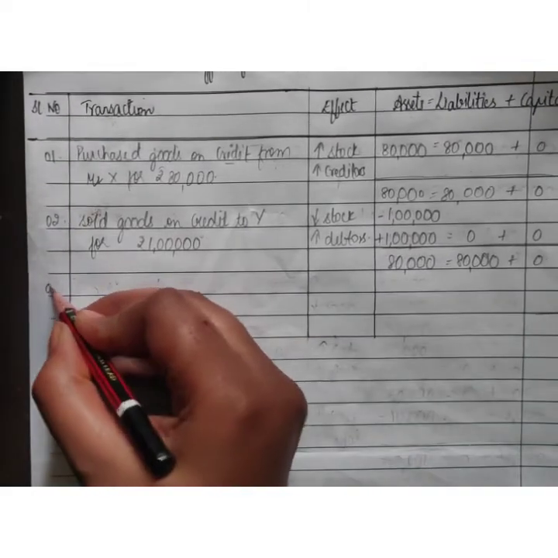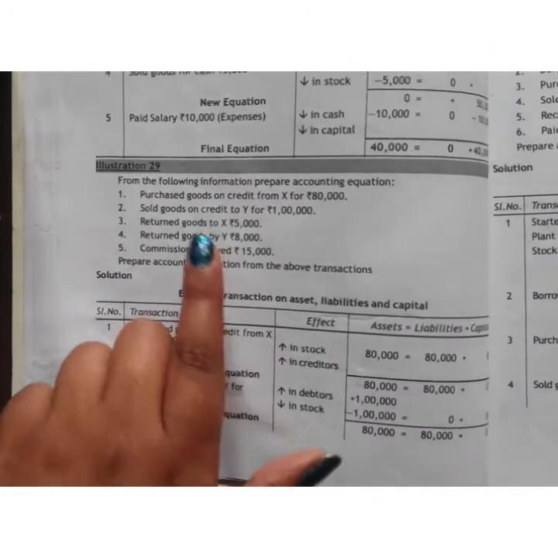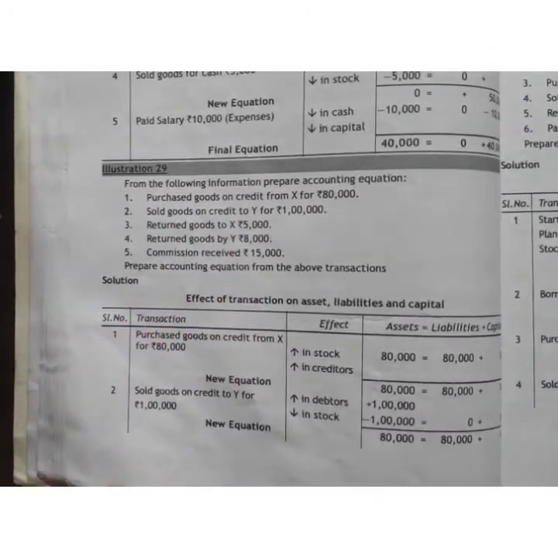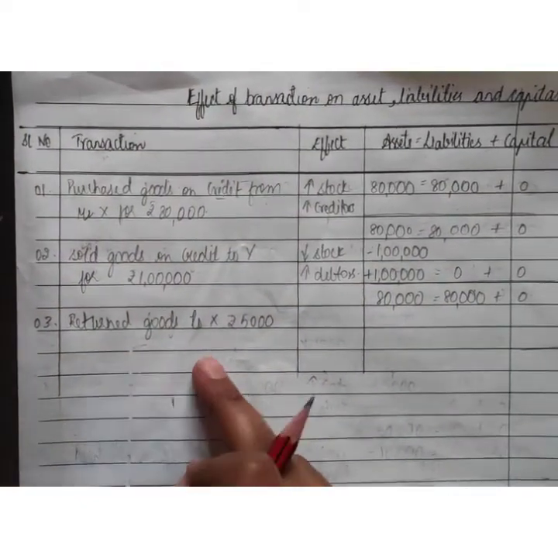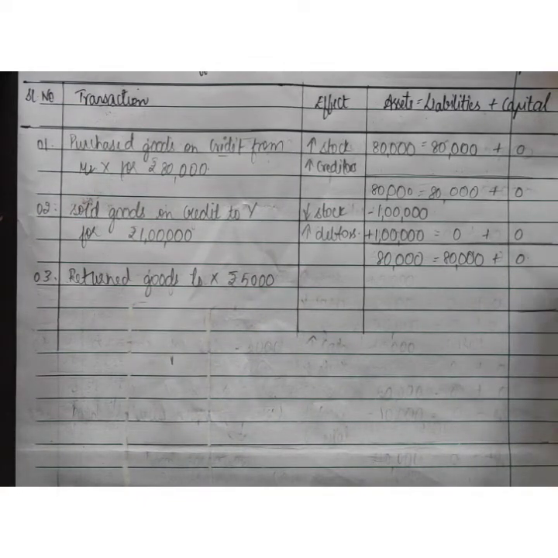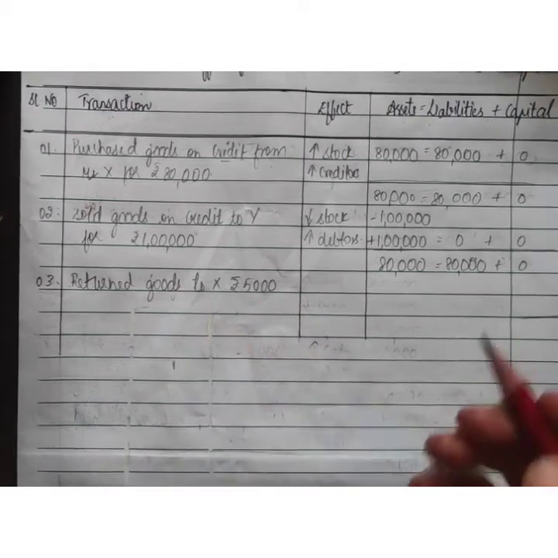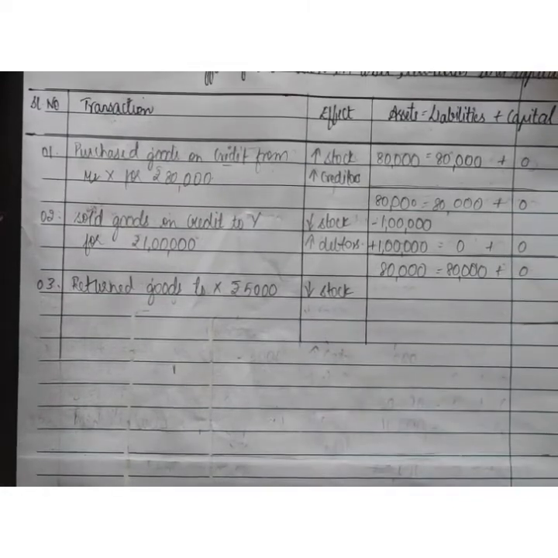Now let's move on to our third transaction. The third transaction says return goods to X rupees 5,000. So I have written the transaction, return goods to X rupees 5,000. When we are returning goods worth rupees 5,000 to a particular person, what is going out? Goods is going out, right? So that's why there is a decrease in stock.